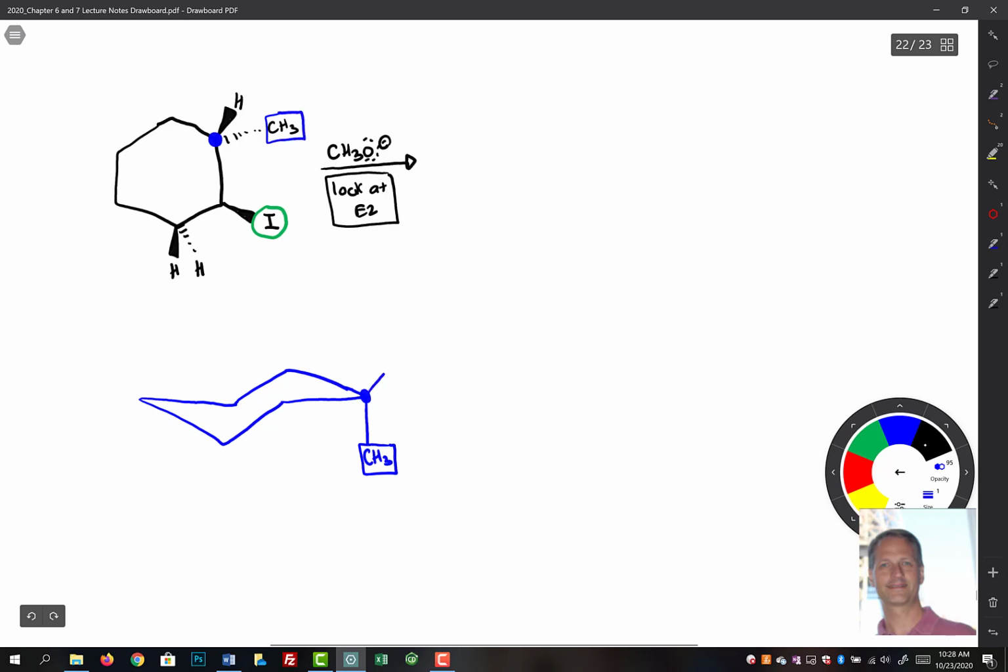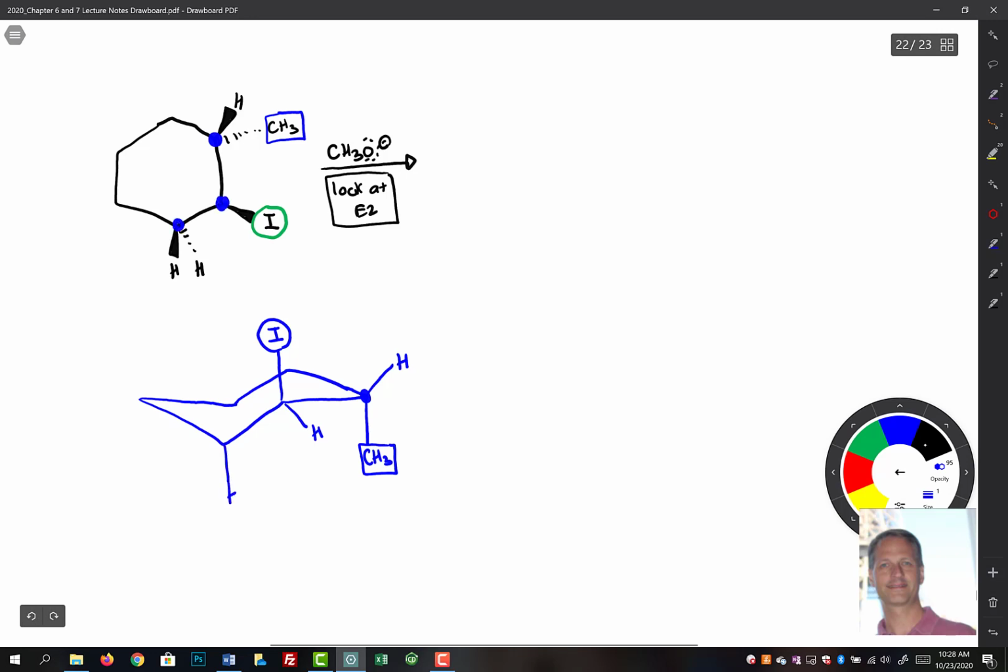Right, that would make this H go to this position. So remember, as we go around the ring, the next atom's going to come up. That atom would come out like this. And the CH3 and the I group are on different faces of the ring. So my iodine is now going to be up here. Right, and that's our H that's right there. So that took care of this little bulleted point. Now we're going to come around to this one here.